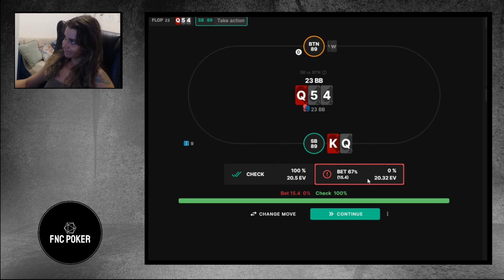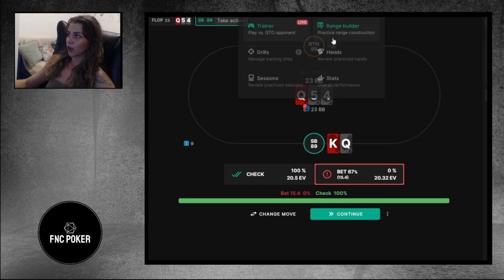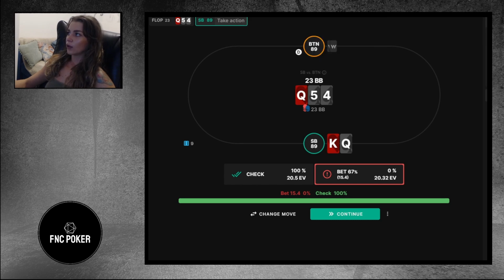Okay. So it is pure checking this hand. I will assume it's for the reason I mentioned. We block a lot of hands that we want to get called by while also unblocking bluffs. So I assume this is why it's gonna be a 100% check.